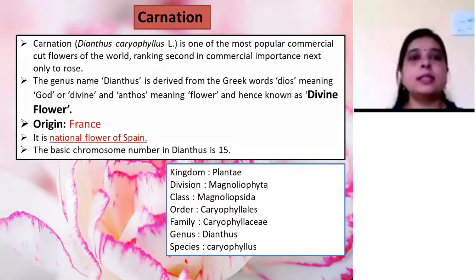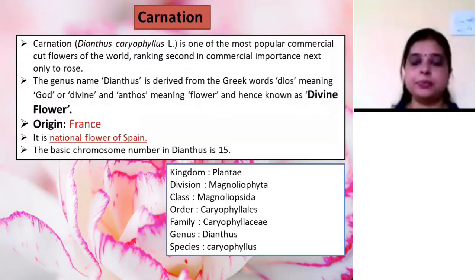The word carnation is made from the Greek word dianthus, and it is also called the divine flower. Carnation originated in France and it is the national flower of Spain. The basic chromosome number of dianthus is 15. Dianthus is the genus of carnation and it belongs to the family Caryophyllaceae.